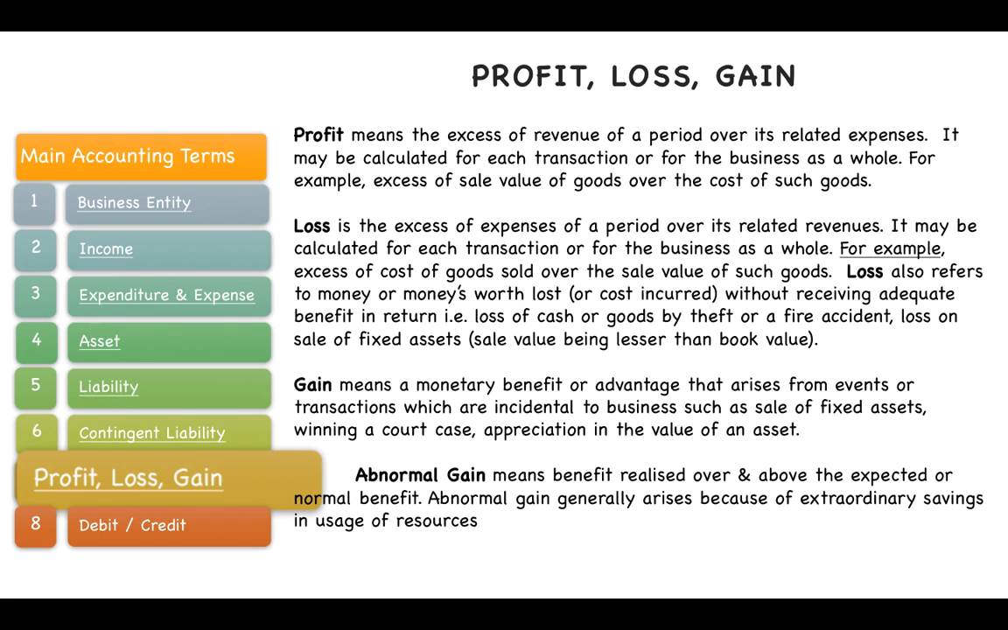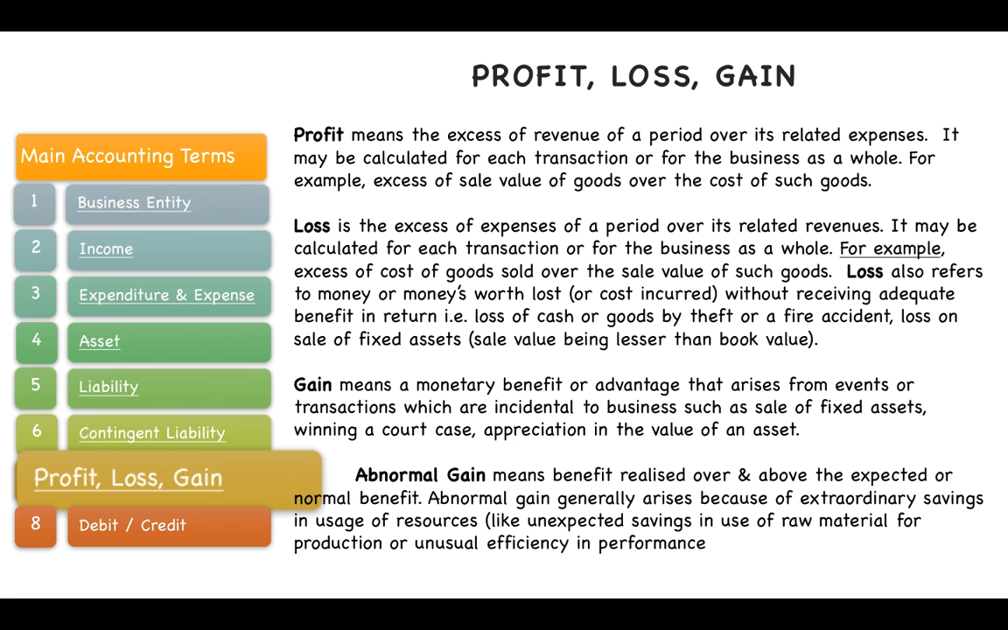Abnormal gain generally arises because of extraordinary savings in the usage of resources, like unexpected savings in the use of raw material for production, or unusual efficiency in performance. Abnormal gains are usually non-recurring. Sometimes it happens, but it is not a normal thing.